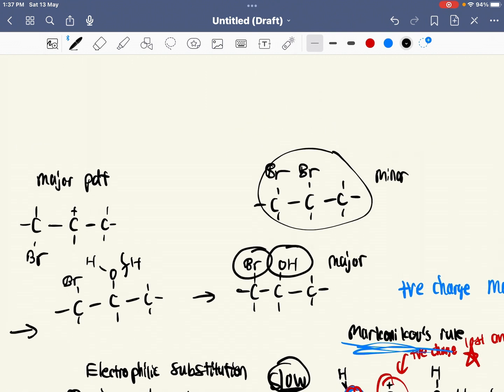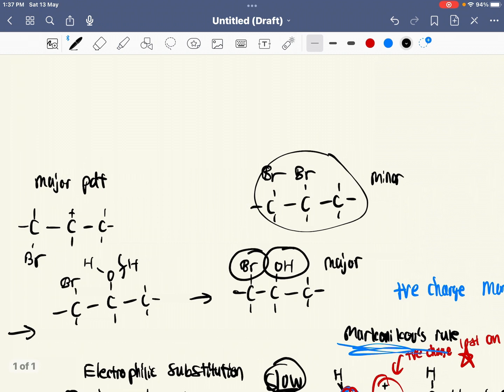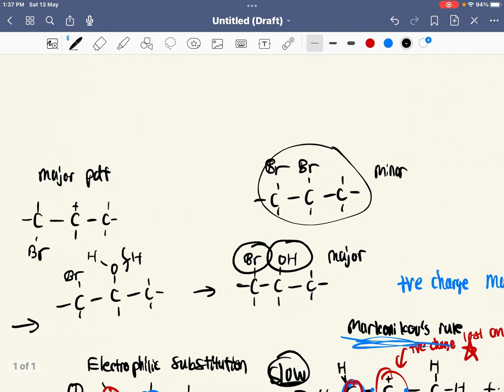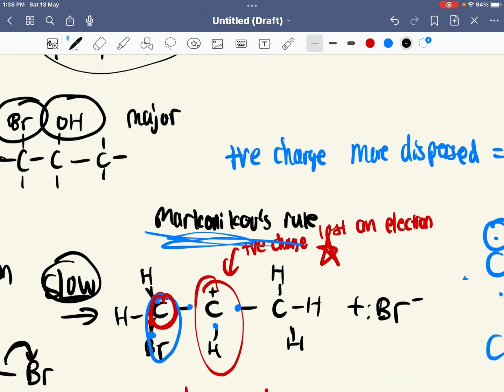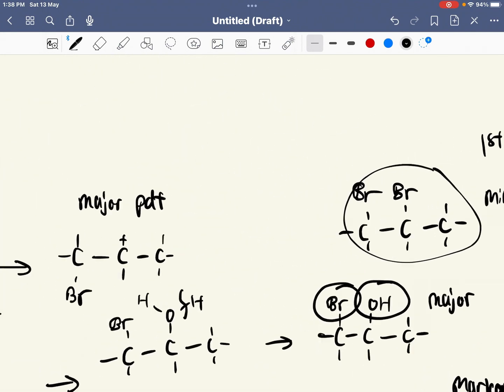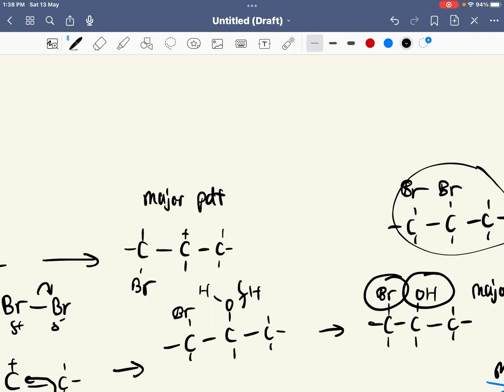Okay, time to get your mind blown. Major, minor. So there are actually two layers of major, minor. This is the first layer of major, minor. The second layer of major, minor is what we have seen here, Markovnikov's rule, right? Like I say, the major product involves the formation of the more stable intermediate carbocation, when I have the bromine atom over here and the electron deficient carbon over here instead of over here, right? So that's why we also draw this intermediate product, because it's the most stable carbocation intermediate.